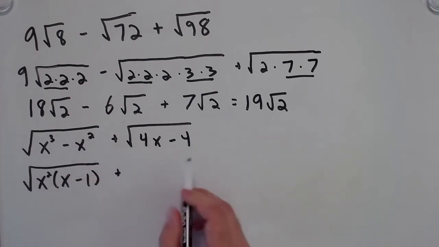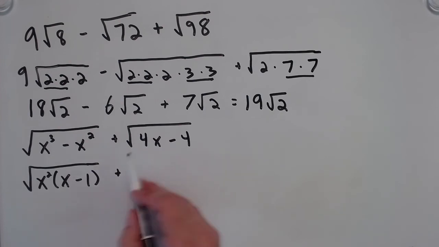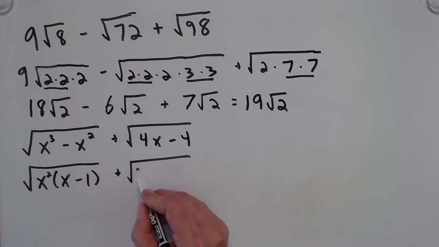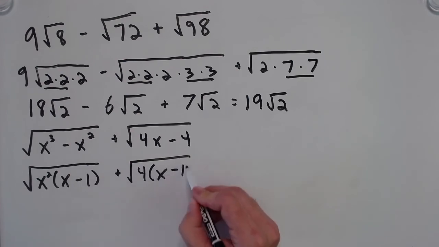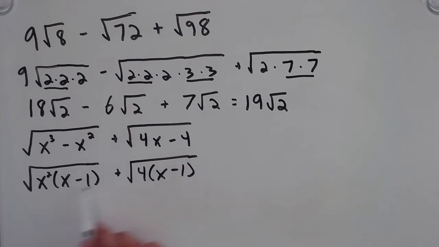And we're going to look at this one. What can we factor? Well, we can factor a 4 out of this one. So I'm going to do that: 4 times x minus 1. So you can see we're getting there. We're doing something.